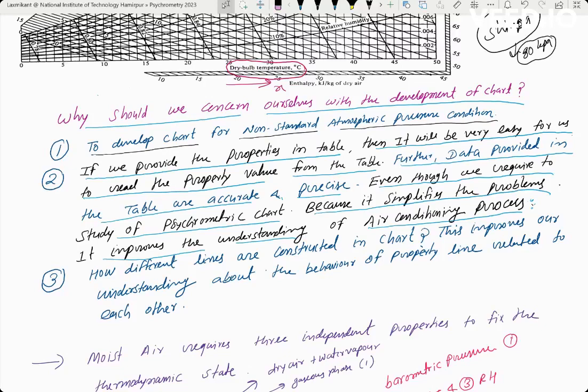The third reason is that it shows how different lines are constructed in the chart. So this improves our understanding about the behavior of a property line relative to the others. If we know the development of the psychrometric chart, then we can easily relate the different property lines, how these lines are developed, so we can easily understand that. So these are the reasons.